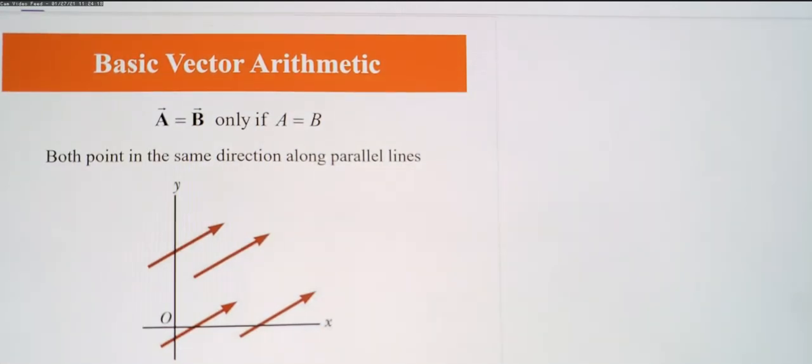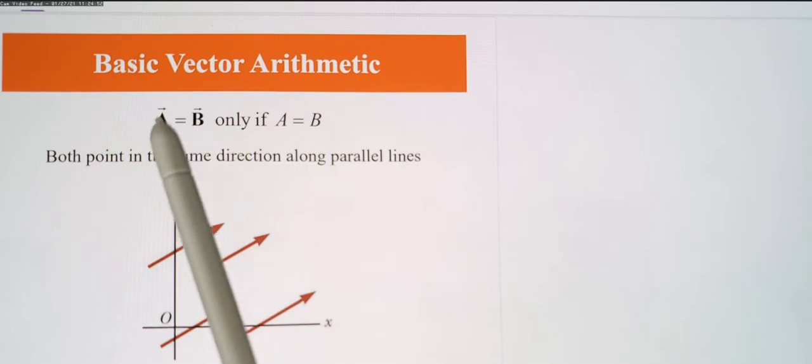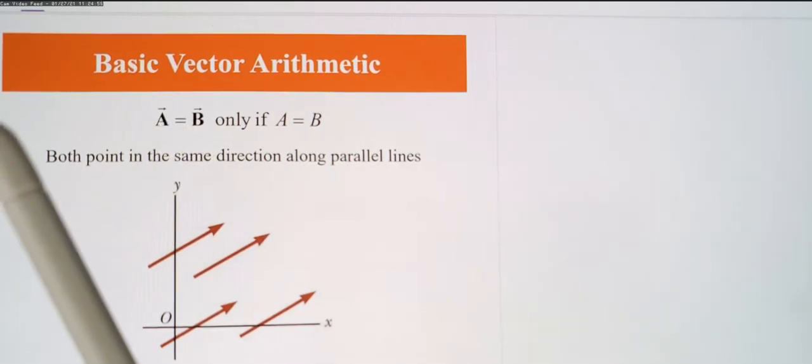Let's clear this mystery. In the book, he said a vector A is equal to vector B only if the length of A is equal to the length of B and both point in the same direction along parallel lines. So vector A and vector B, they are equal.